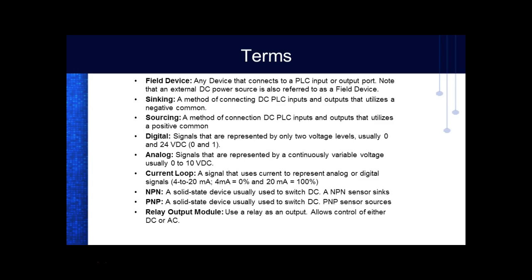NPN is a solid state device used to switch DC. These are going to be in our NPN sensor, and a PNP is a solid state device used to switch DC. These are going to be in our PNP sensor. An NPN sensor, we talked about that. What does it do? Sinks. A PNP sensor does what? Relay output modules are used as a relay output and allow current, either AC or DC. What's the biggest disadvantage of relay output?